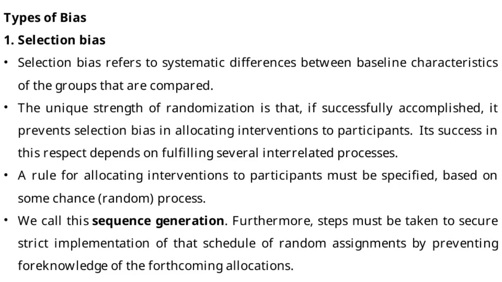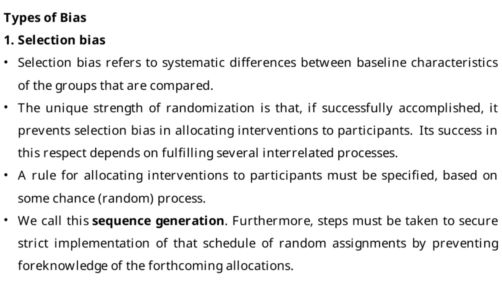Let's talk about types of bias, starting with selection bias. This occurs when there are systematic differences between the baseline characteristics of the groups we're comparing. In other words, the groups might not be truly comparable at the start, which can skew our results. Now, a key strength of randomization is that, if done correctly, it helps prevent this type of bias.